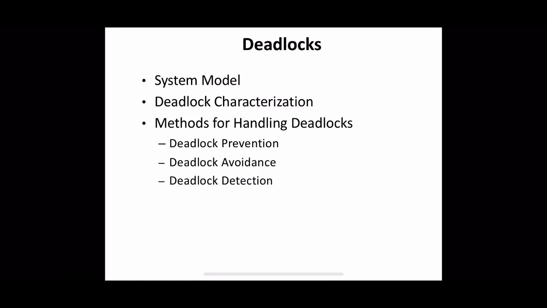And the third one is deadlock detection. The system will allow a deadlock to happen. And once it happens, the system will use some procedure or algorithm to find out whether there is a deadlock. And if such a deadlock has happened, it will use some methods to recover from it. That is the third method.